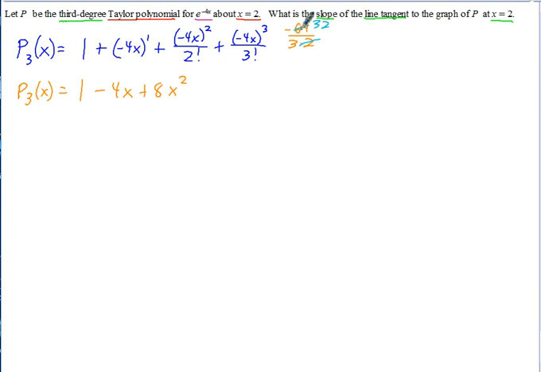Because our term is negative 32 over 3, and then x cubed. There's our third degree Taylor polynomial. And then if we want the slope of the tangent line to the graph of p, well this is p, so we know we need the derivative to get the slope of our tangent line, remember? So now we find the derivative of this first. So p prime, this is the prime of x.